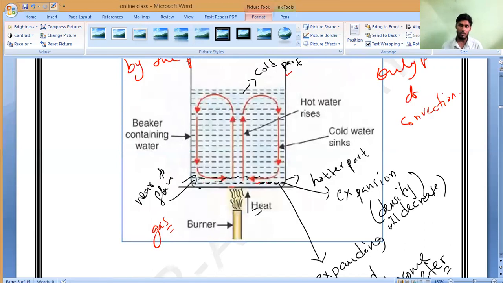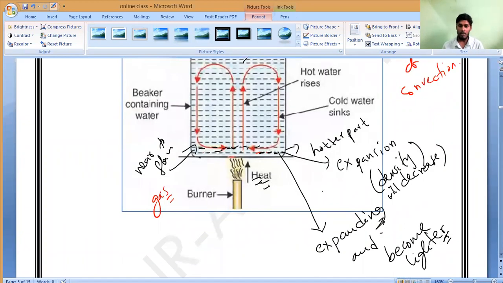In this picture, observe carefully the hot particles gaining energy just over the burner. They gain the heat energy, expand, and become lighter. They are moving upwards. Have you noticed it? They are going in the upward direction because they expand and become lighter.